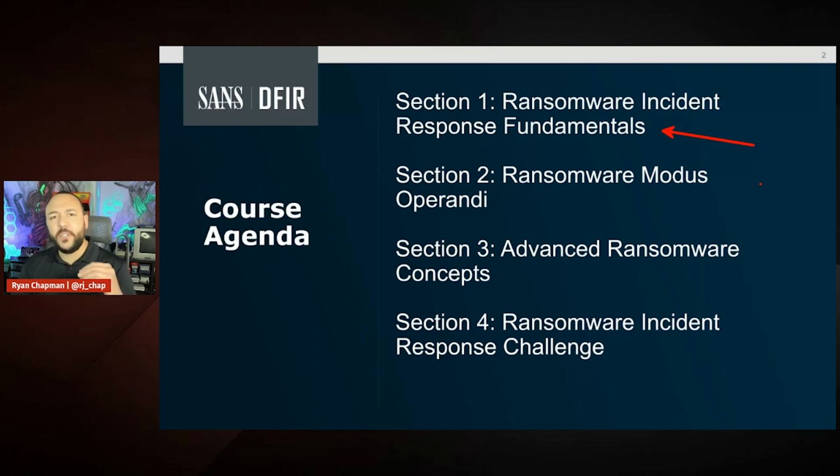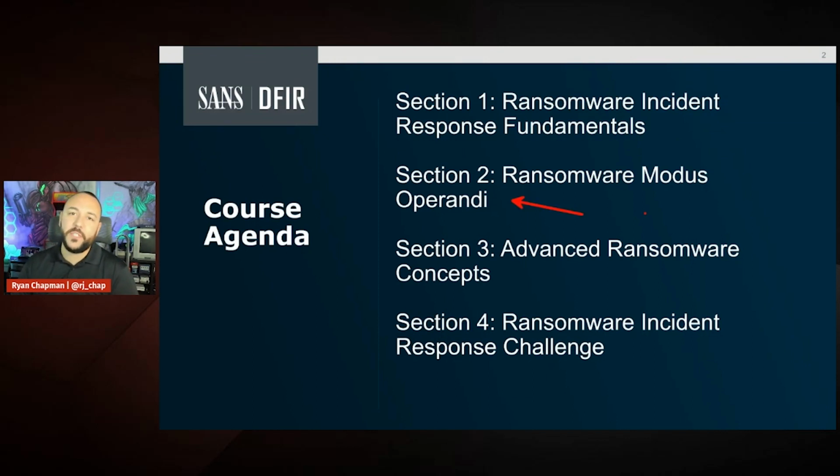And then we get into analysis. So the second portion of section 1 is what artifacts do you need to collect? How do you collect them? How do you parse them once you have collected them? And then what do you do then, right? How do you analyze those? That moves into section 2, ransomware modus operandi.